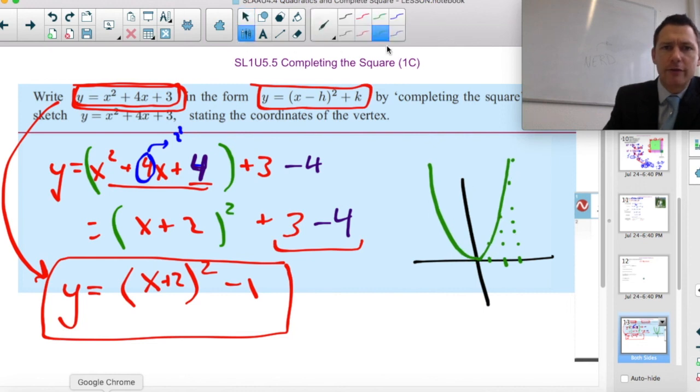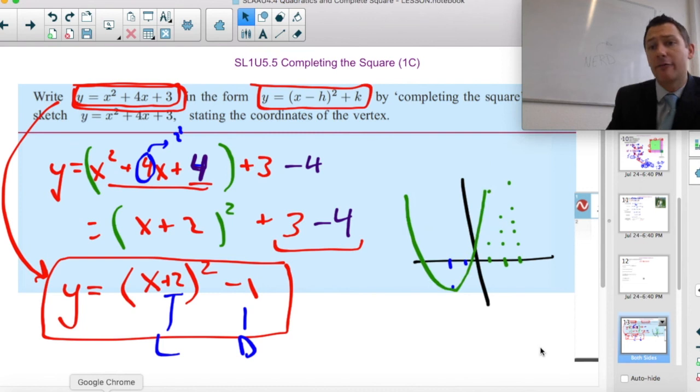But it's shifted 2 units left and 1 unit down. So 2 units left and 1 unit down. So its vertex is over there. Zip, zip, graphed, no problem.